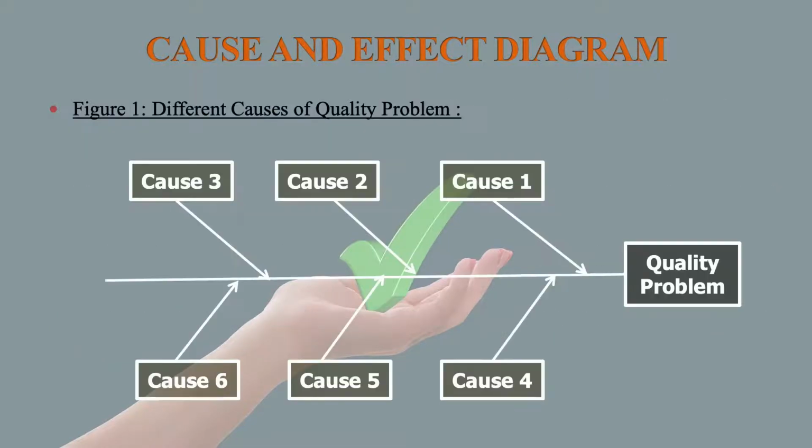This is an example of a cause and effect diagram. It looks like this. Suppose it's a quality problem, then there are various causes: cause 1, cause 2, cause 3, cause 4, cause 5, cause 6, like that several causes will be there. Due to those causes, this quality problem might have occurred. To identify any problem, we have to find out the various causes. So the cause and effect diagram looks like this.